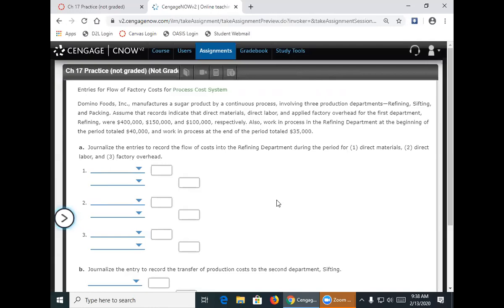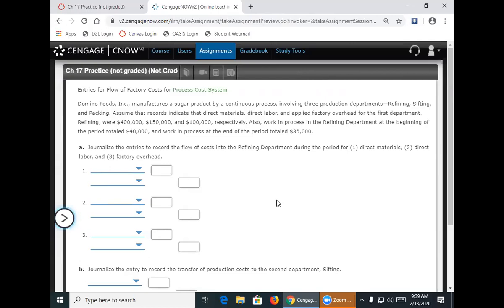So let's look at this. Domino Foods manufactures a sugar product. Oh, I thought they made pizza, right? By a continuous process involving 3 production departments. They have refining, sifting, and packing. So we have 3 work in process.